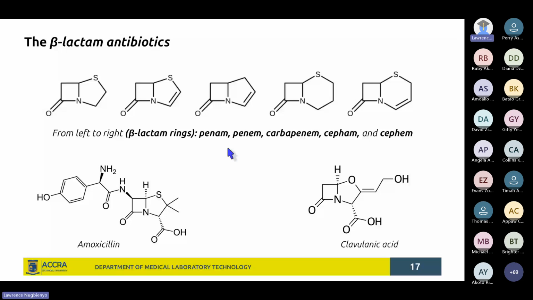So you have these different rings, like the first one we refer to as a penam ring. The second is a penem ring. You have a carbapenem ring, cephem ring, and then another cephem ring. Of course, this list is not exhaustive. There are more rings that you can check. You see some more of these beta-lactam rings.